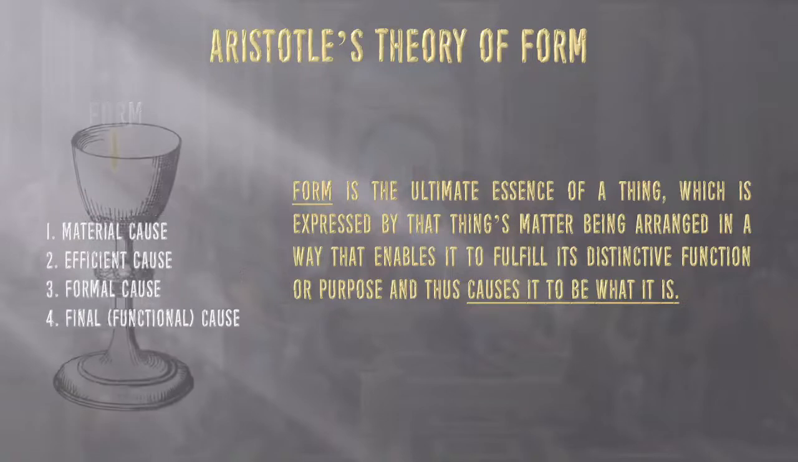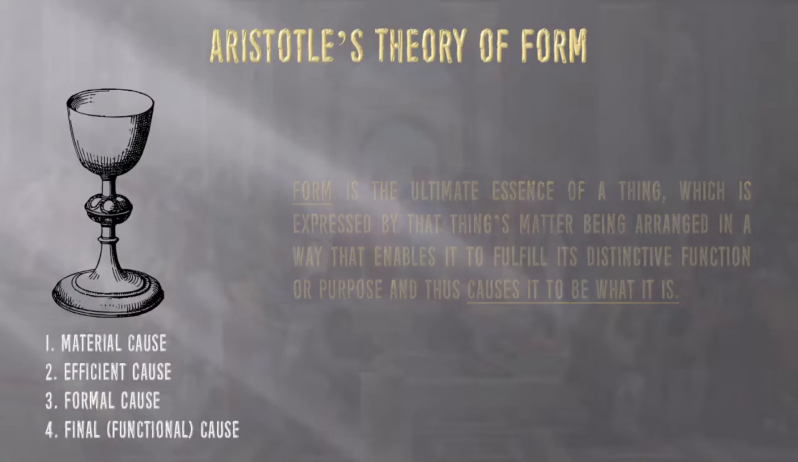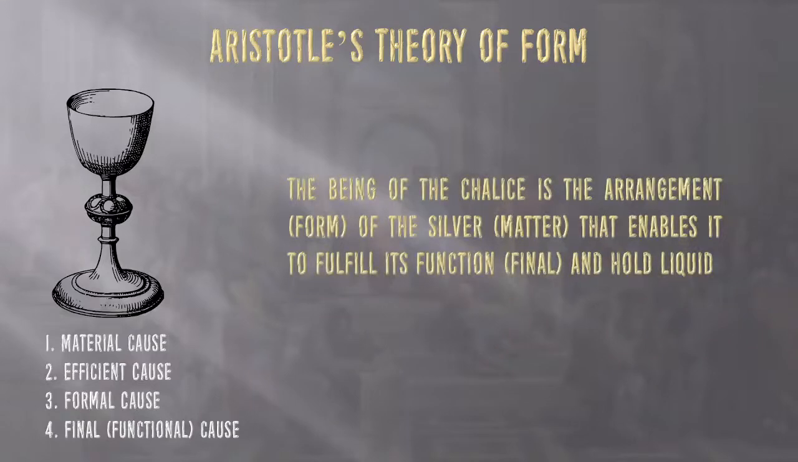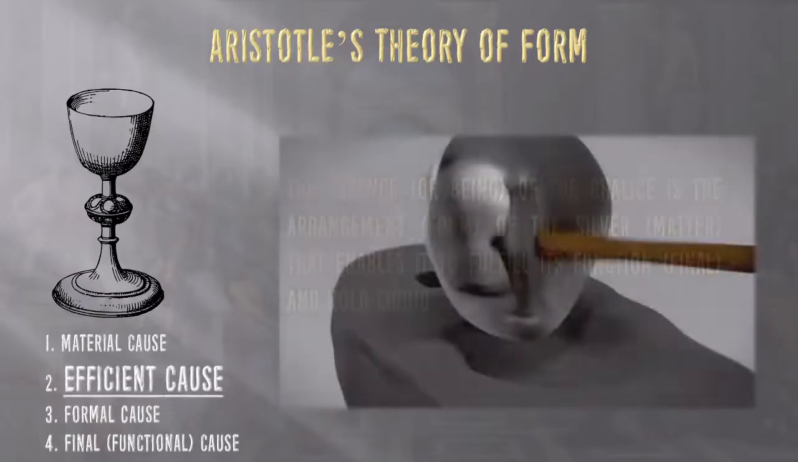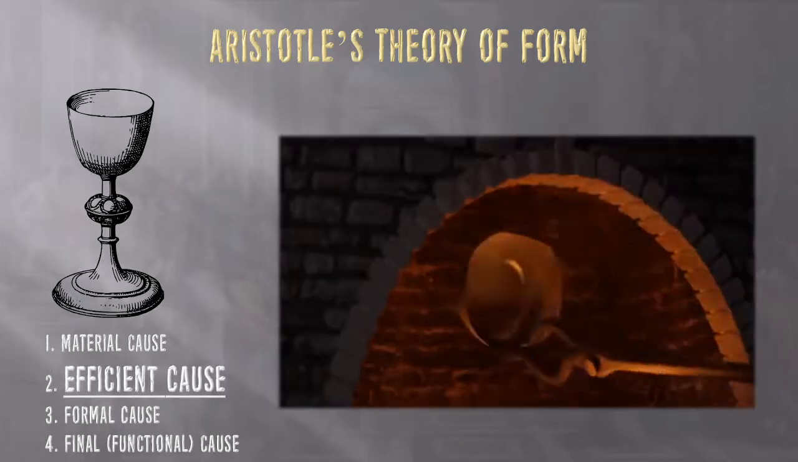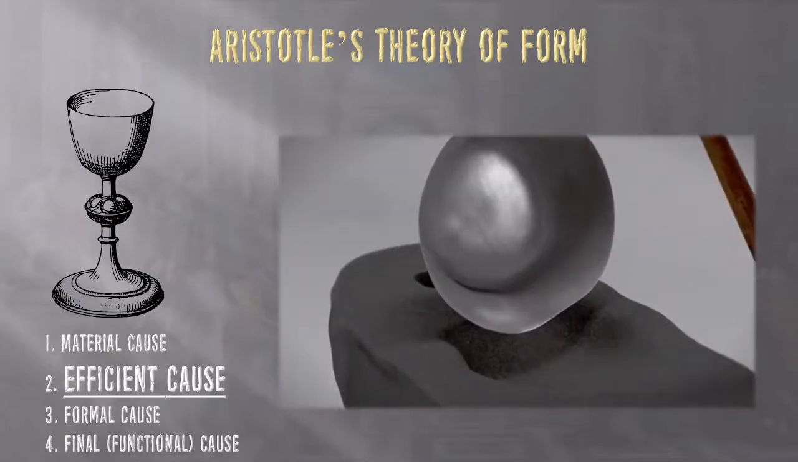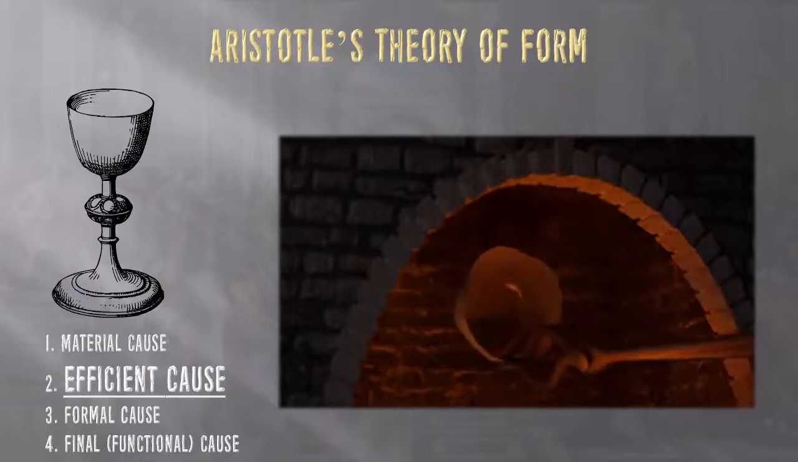So let's consider the essence or the being of a chalice. The nature of the being of the chalice is the arrangement, the form, of the silver, which is the matter, that enables the chalice to fulfill its function, which is to hold liquid. That's its final cause. And of course, the efficient cause of the thing being a chalice is that silversmith who arranged all of that matter into that particular form, which allowed it to perform its function and its purpose.